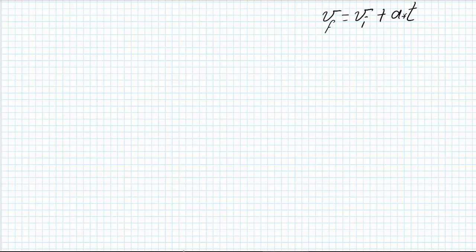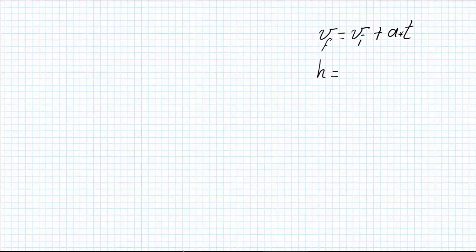The second equation, the distance or the height equals, some people call it S, some people call it H. It's up to you. So the h or the distance or the height equals vi times t, the initial speed times the time, plus half times acceleration times t square. I don't know why you always forget the square here. So please do not forget that t here is squared.